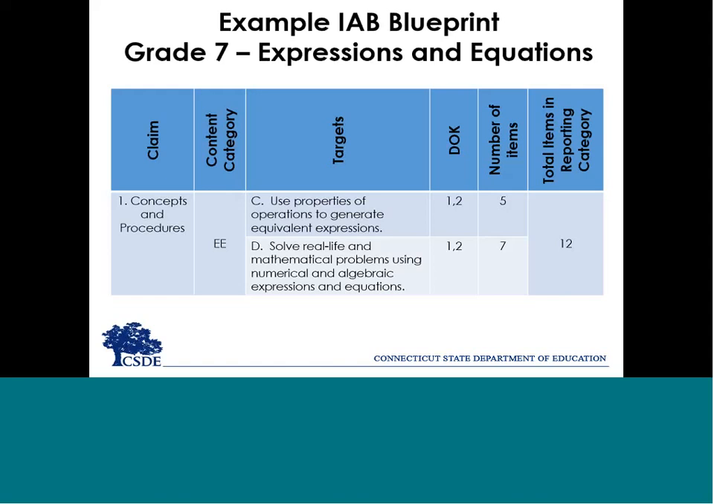When you view the blueprints, you will notice that Claim 2 and 4 are listed together because they are reported as a single score. There is one set of targets specific to problem solving and another set of targets specific to modeling and data analysis. Another point worth mentioning is the depth of knowledge, or DOK, for each target as listed. The DOK for Claim 1 is at a level 1, or at most level 2. The higher DOK levels are found in Claims 2, 3, and 4.